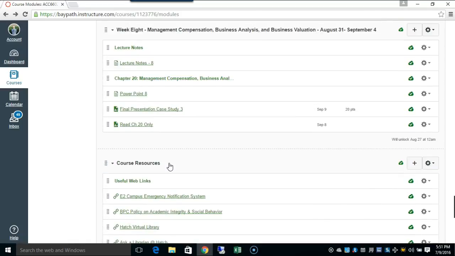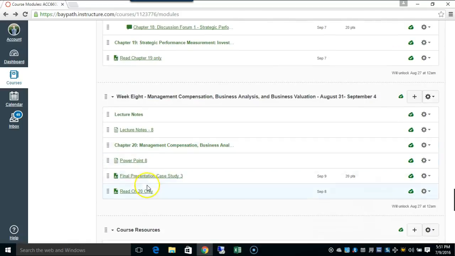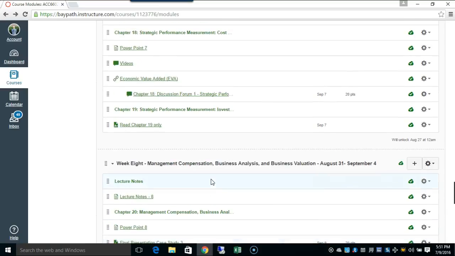The final case study is at the end, the last week. Notice I don't give you any assignments. Only read a chapter. Not much in the form of a discussion. So work on your final presentation for case study 3. I will go over that. It's basically doing a variance analysis report, showing and explaining variances and the components within those variances.